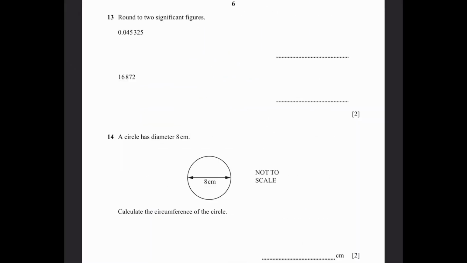Question 13. Round to two significant figures. First, 0.045325. Because we are rounding to 2 SF, check the third SF or significant figure, which is 3. 3 is less than 5, so the answer will be 0.045.